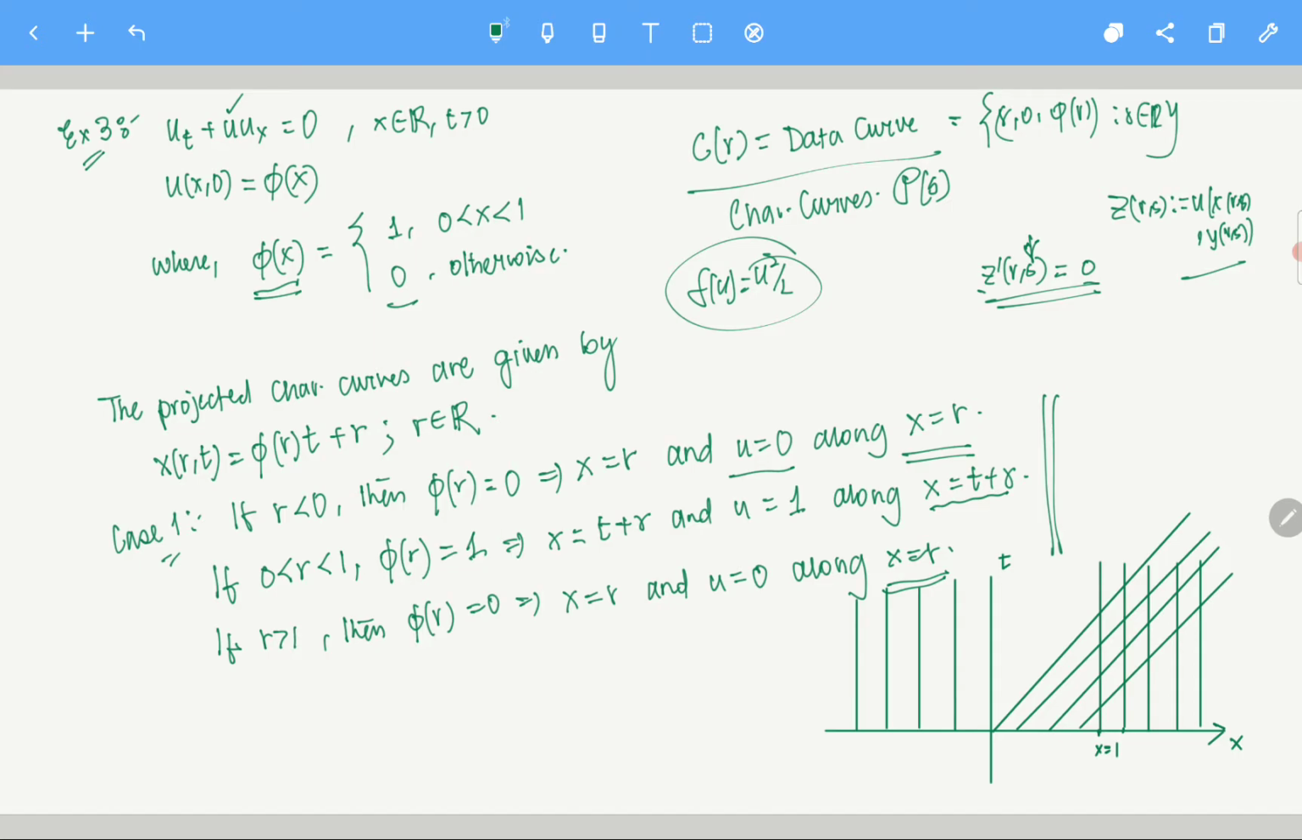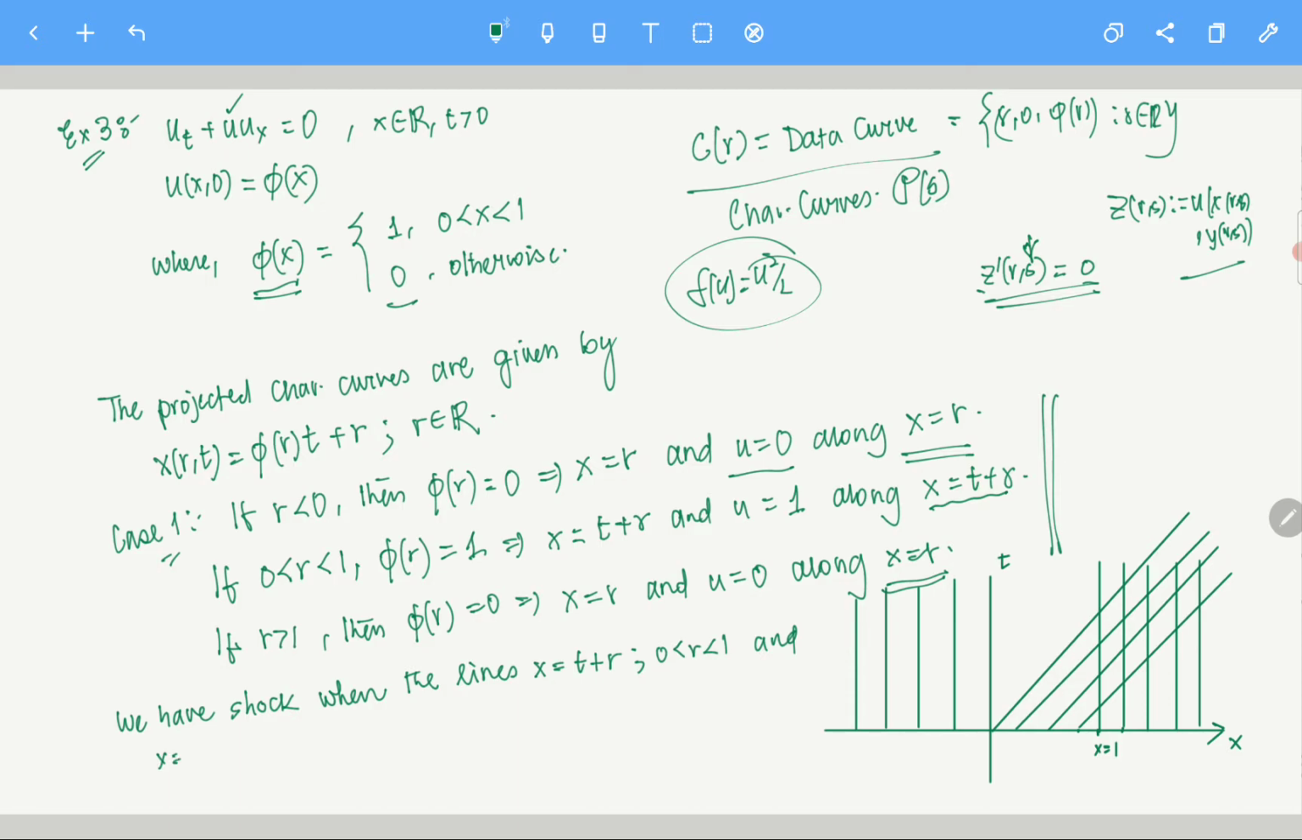Now as you can see, there is a shock. Where is the shock? Let me write it down. We have a shock when the lines x equals t plus r for r between 0 and 1, and x equals 1 intersect.